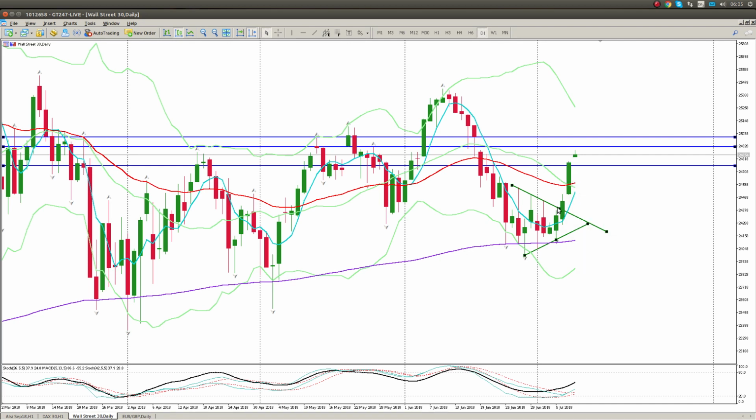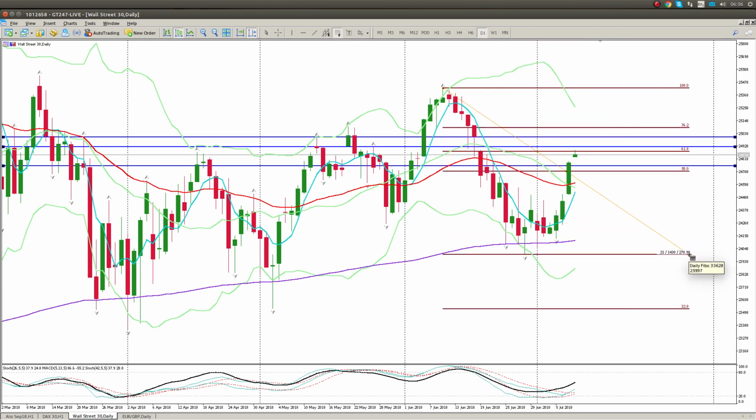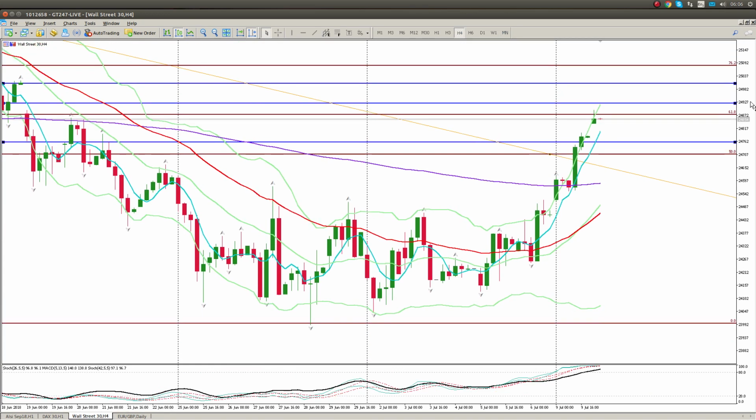Okay, so let's just delete that, and delete that. Right, Fibonacci is the other thing that we need to pay attention to at the moment. And we're at the 61.8 right now. Okay, so let's just leave all of that in at the moment. And get down to the 4 hour. So, we're at the 61.8.